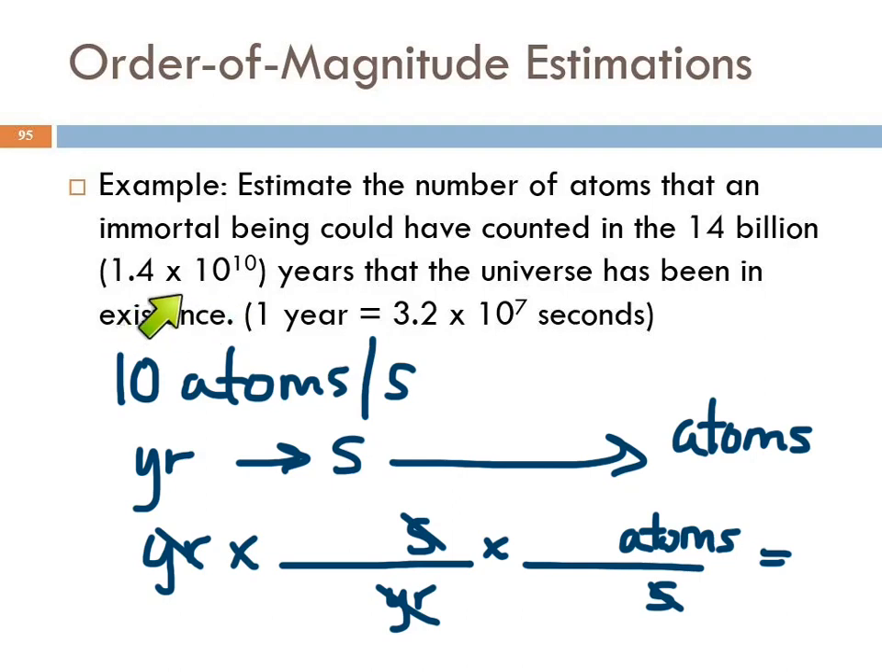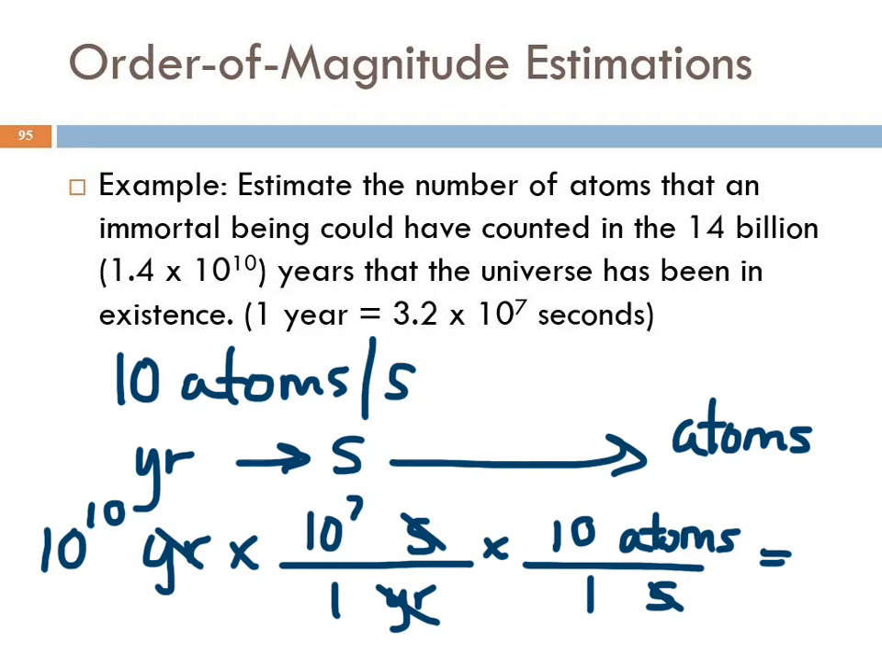So the number of years was 1.4 times 10 to the 10th years. Rounding to an order of magnitude, what's that going to be? 10 to the 10. And 1 year is 3.2 times 10 to the 7 seconds. What do we round this off to? 10 to the 7. So 10 to the 7 seconds is 1 year. 10 atoms per second. Well, that's already rounded for us, right? So 10 atoms per second.